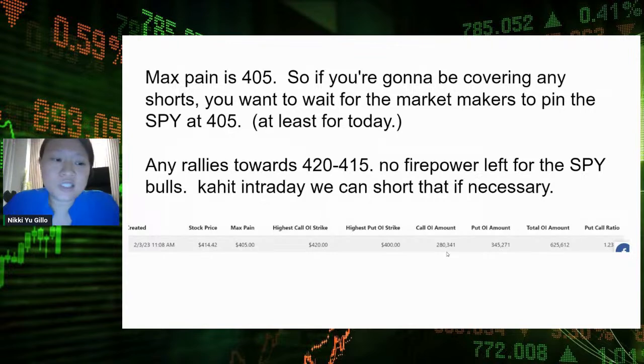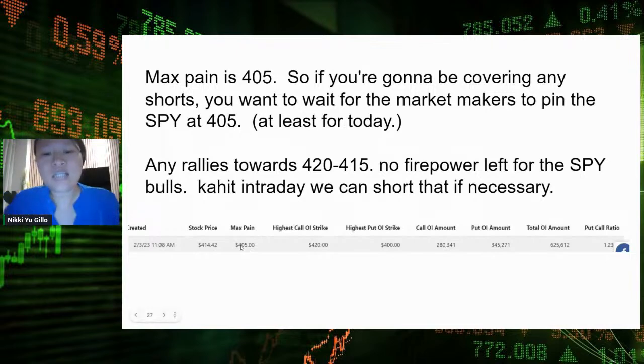So what you're seeing here is that on Feb 3, 2023, with the stock price of the SPY trading at 4,140, when you say the max pain is 405, this is the price where the most number of call buyers and the most number of put buyers are going to expire worthless.